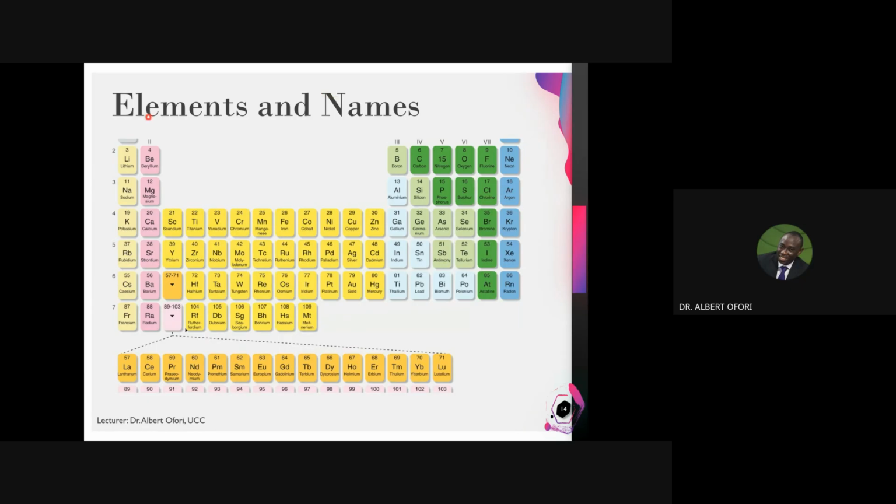But as we go down the group, you see that the size is going to be increasing because we are adding more shells. Nuclear effect is going to be decreasing. Shielding effect is going to be increasing. And so the sizes of the atoms are going to be increasing. Are we okay?